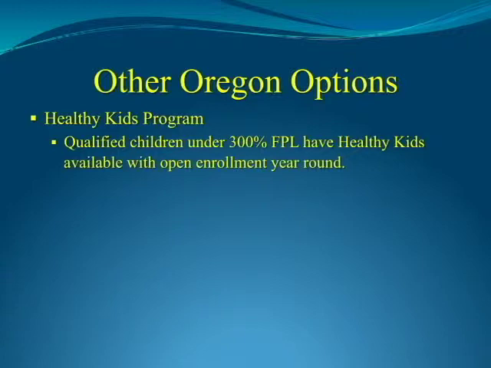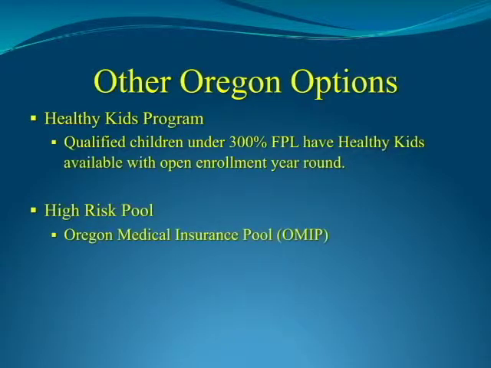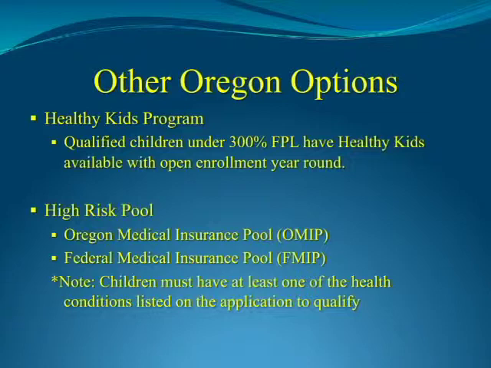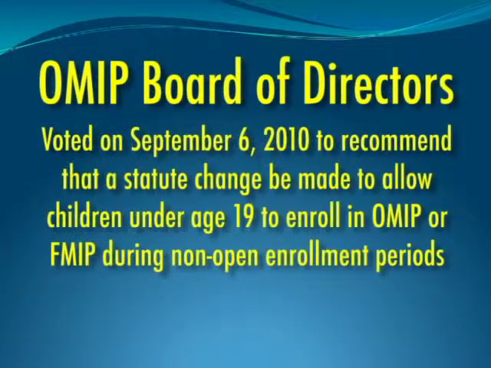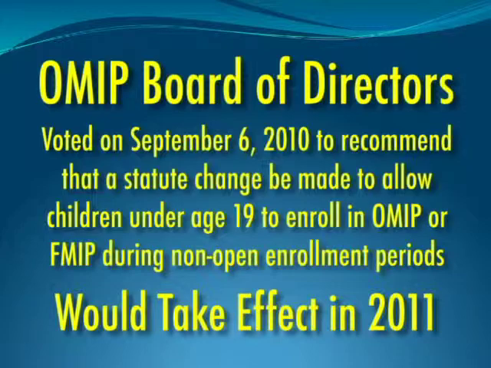The Oregon Medical Insurance Pool, OMIP, or the Federal Medical Insurance Pool, FMIP, may be a viable option for children that have at least one of the 75 conditions that are listed on the application, which is available on the OMIP website. The OMIP board voted on September 6th of this year to recommend that a statute change be made to allow children under age 19 to enroll in OMIP or FMIP during non-open enrollment periods. If this law passes, it will take effect in the year 2011.